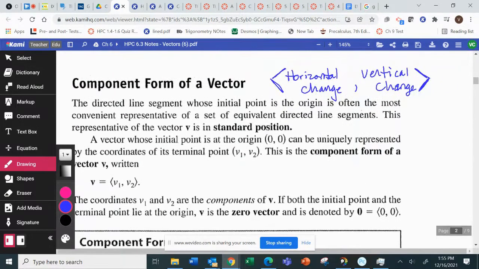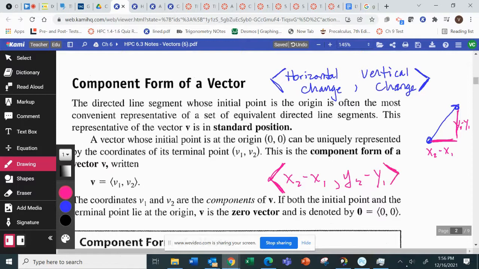Just draw like a vector over here. The horizontal change is subtracting the x's. And the vertical change is subtracting the y's. I ran out of space up in that corner, but I wrote y2 minus y1. I wrote x2 minus x1. That's the horizontal change. That's the vertical change. So this formula I could rewrite if I want as x2 minus x1, comma, y2 minus y1. This is the component form for a vector.